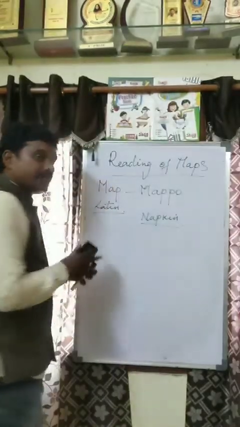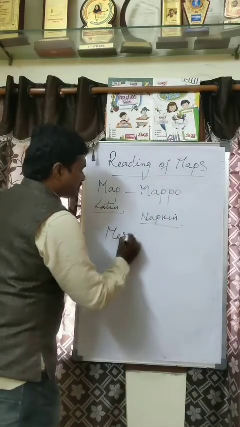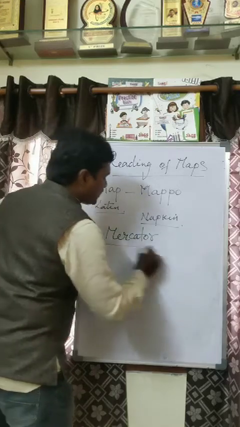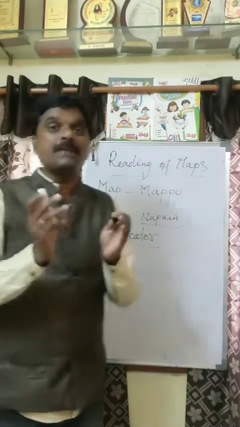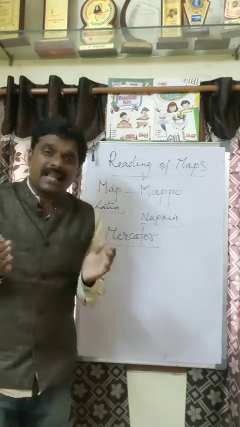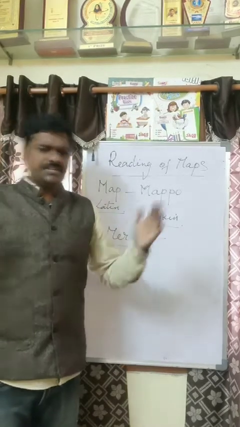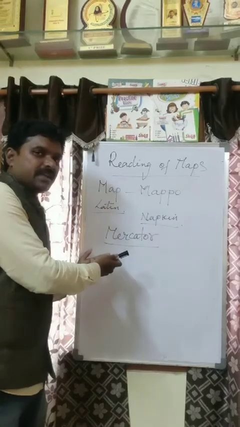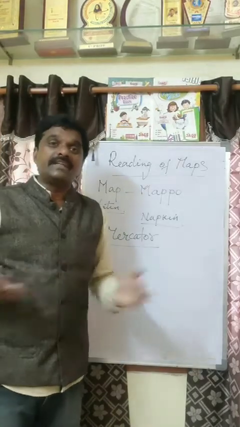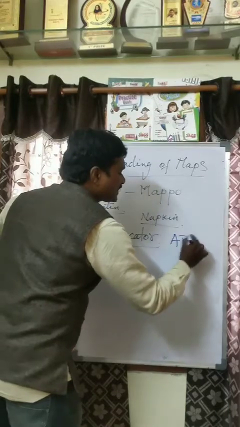Dear students, and a very important thing, sir, who started this map first, sir? Mercator. Mercator is the person who first used the map. What he did is, he collected different maps and made them into a book. And you know what that collection of maps is called? That is called an atlas.